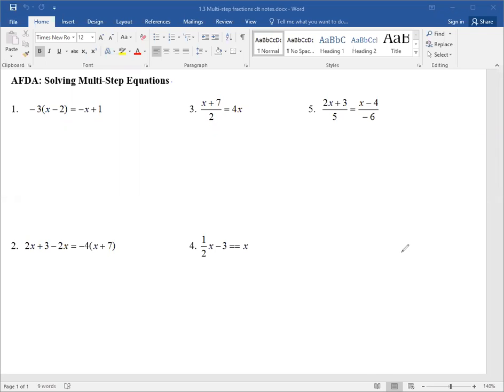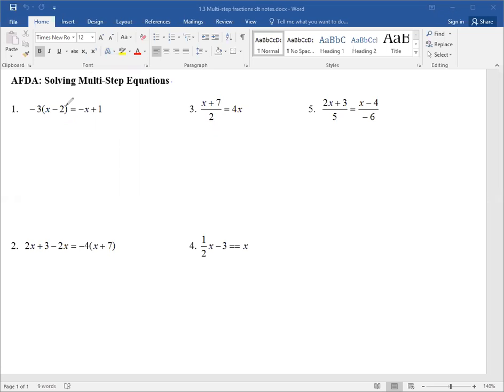Hi everyone, today we are continuing our discussion on solving multi-step equations, and our focus today is going to be on distribution, combining like terms, and fractions. So we're going to start off up here with number 1, and you can see that this equation has distribution because we notice the parentheses.